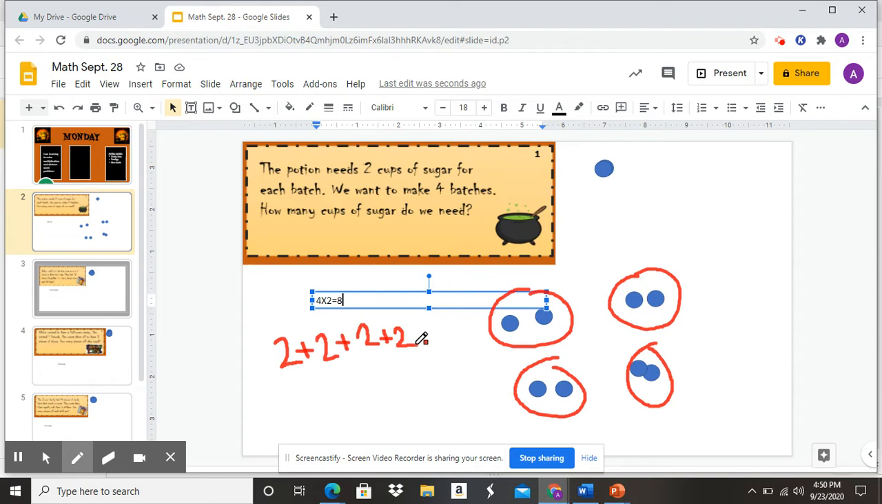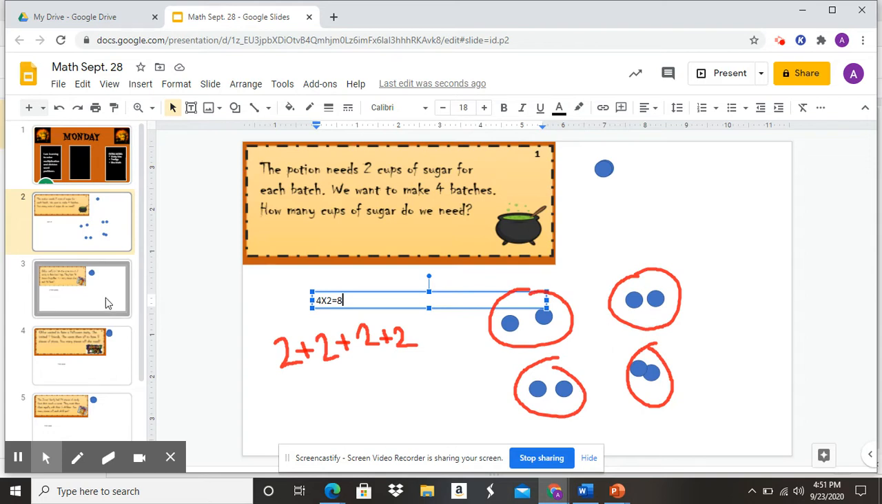You can use the equal groups, and you can also use an array. It just depends on what you like to use and which strategy you prefer. You can also do all 3 strategies if you want to. Just make sure that you type the equation in and that you show some kind of picture, whether that be equal groups, arrays, or you use repeated addition.